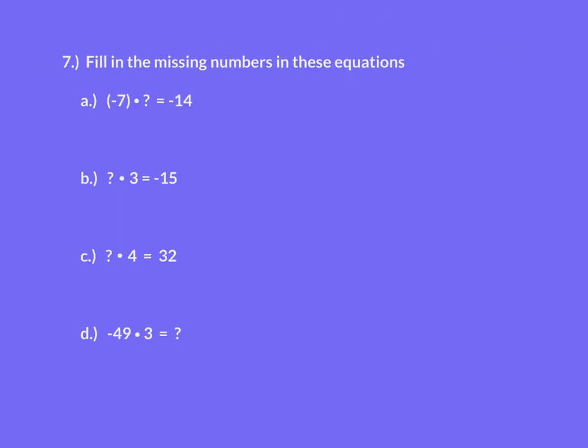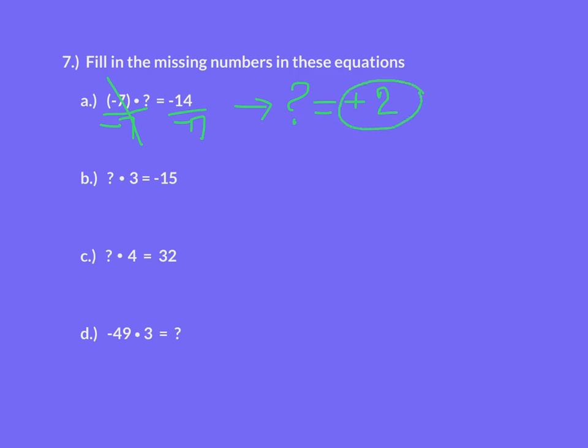Okay, next, fill in the missing numbers in these equations. Well, we're solving equations. We've been doing this for a while. I know in this first one, I've got -7 times some number that I do not know. It's going to give me -14. So what's the opposite of multiplying times -7? That would be dividing by -7 on both sides. These cancel out, so I'm left with that question mark instead of a variable, equals -14 divided by -7. Well, I know that a negative divided by a negative, because there's two negatives, of course, will give me a positive. I've got 14 divided by 7. That, of course, is 2. So there's the first one.